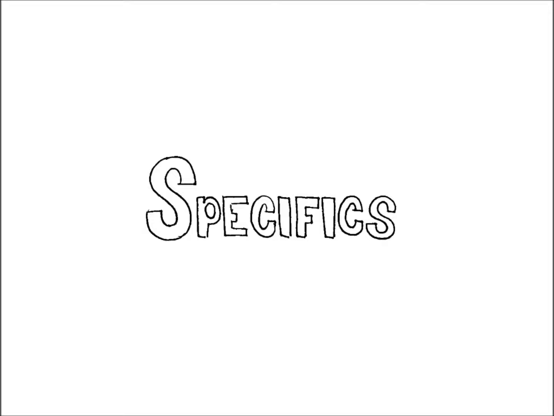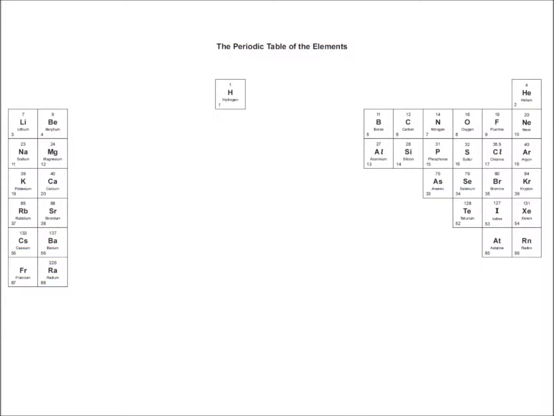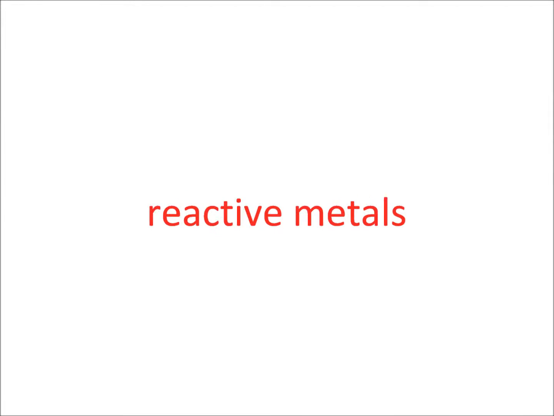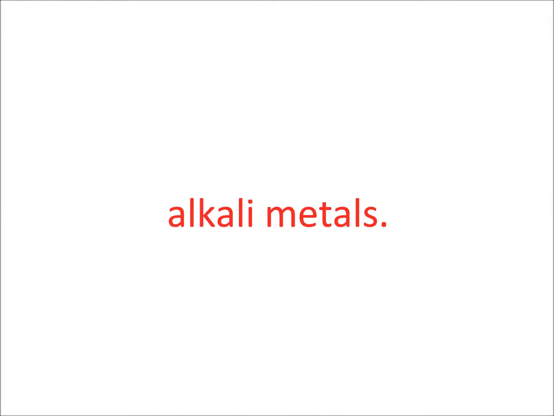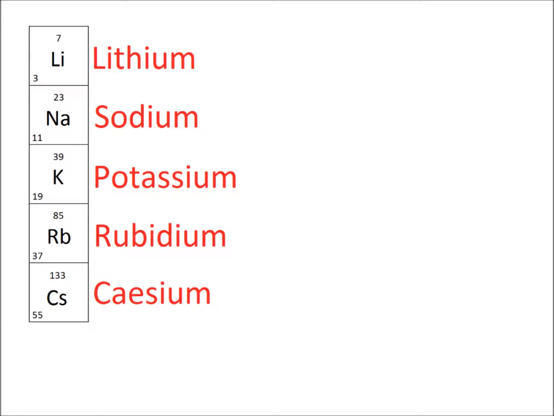Now, let's see some of the specifics of understanding the periodic table. For this part, we will take out the elements in the middle, as they are not needed yet. Group 1. The elements in this group consist of soft, silvery, gray reactive metals, also called alkali metals. These include lithium, sodium, potassium, rubidium, cesium, and francium.